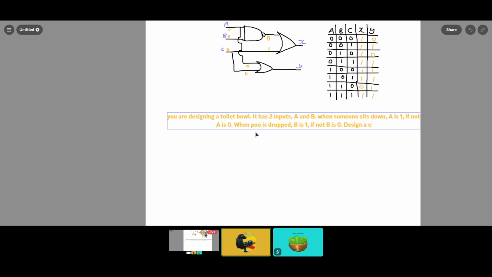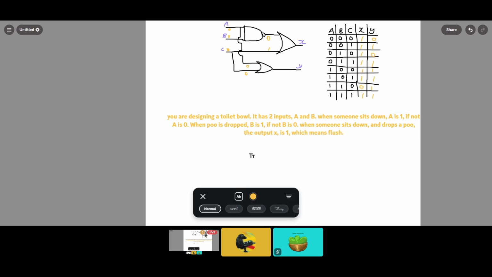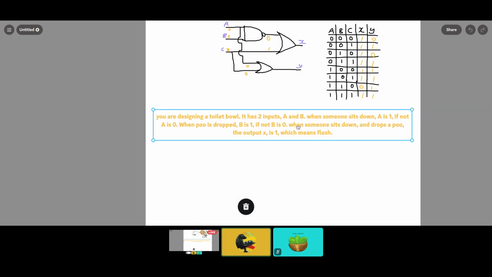Draw a truth table that, when someone sits down and drops a poo, the output X is 1, which means flush. Okay, I worded this very badly, but basically, this is a possible question.